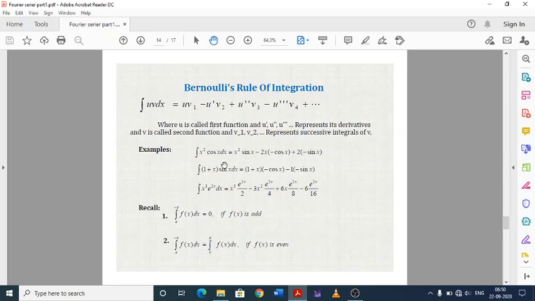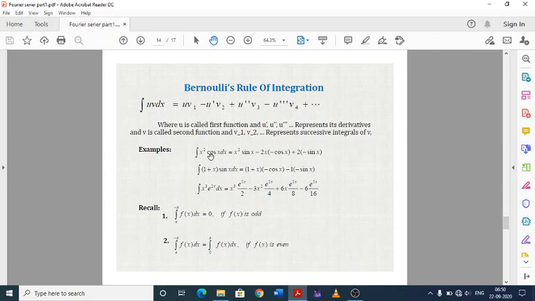Here are some examples. Integral of x square cos x dx. When you have a product of two functions, to identify the first and second function we use the ILATE formula. ILATE: I-L-A-T-E. Inverse function will be given the most preference, then logarithmic function, algebraic function, where algebraic function means a function of the form x power n, then trigonometric function and exponential function. So the exponential function will be the least preferred function.